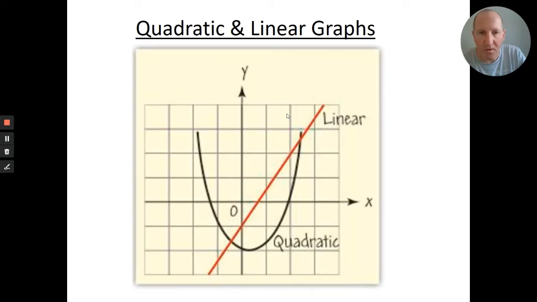Remember, those linear graphs are straight lines. The highest power of x is just x, so 3x plus 2. No x squareds involved. So just a reminder, there's a quadratic graph in black and a linear graph in red.